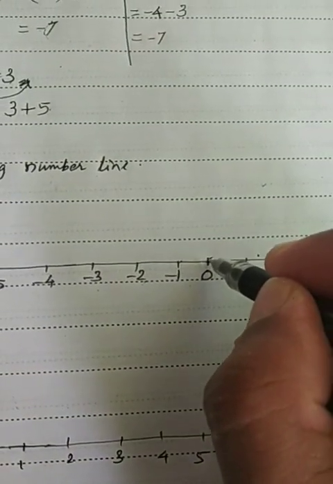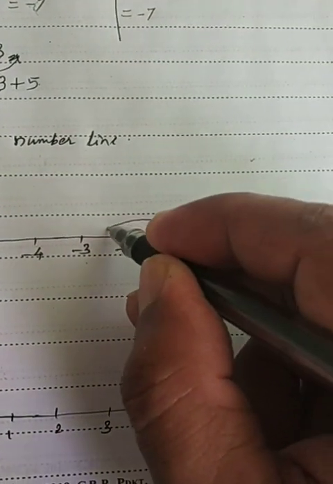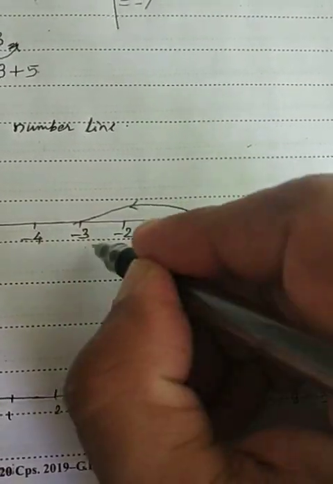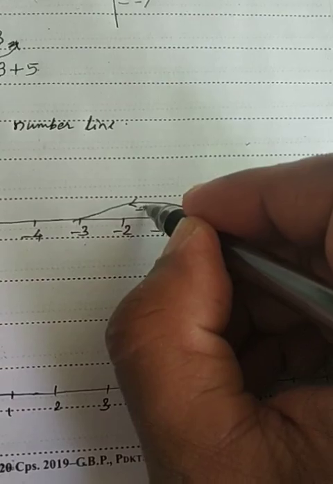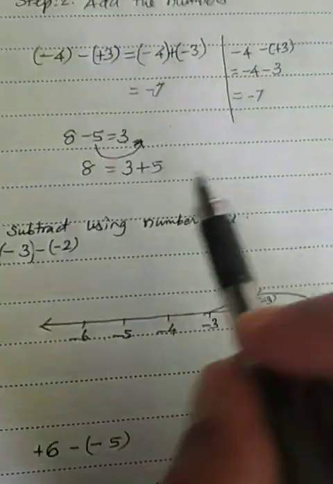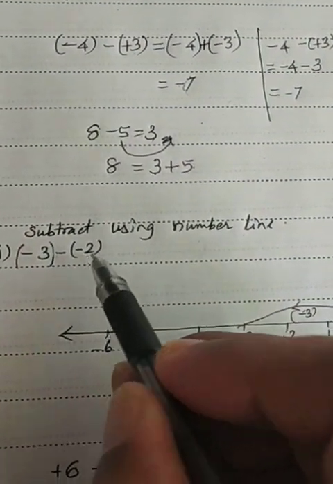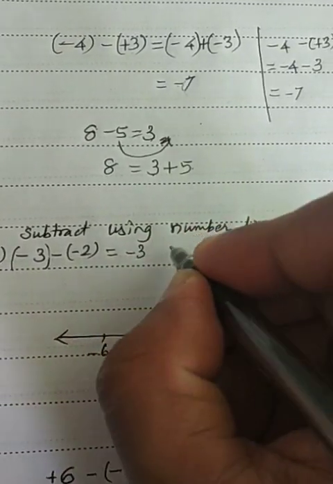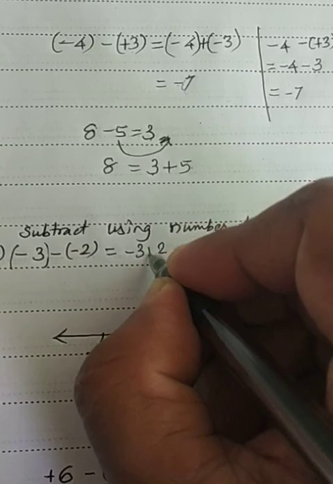So we will come here. We will stand at minus 3. Okay. So this is minus 3. Then we have to write the additive inverse of the second number and add.